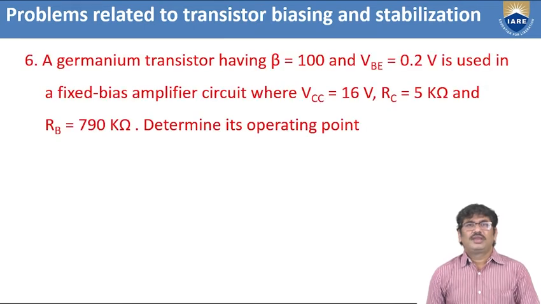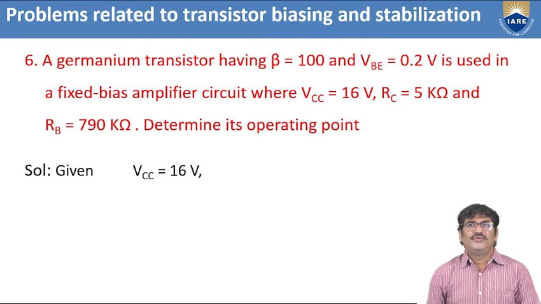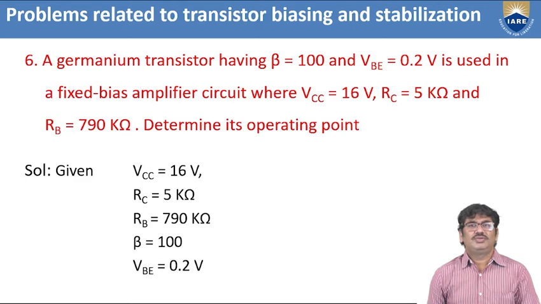The sixth problem: a germanium transistor having beta equivalent to 100 and VBE equivalent to 0.2 volts is used in a fixed bias amplifier circuit where VCC is equivalent to 16 volts, RC is equivalent to 5 kilo ohms and RB is equivalent to 790 kilo ohms. Determine its operating point. Given values are VCC is equivalent to 16 volts, RC is equivalent to 5 kilo ohms, RB is equivalent to 790 kilo ohms, beta is equivalent to 100, VBE is equivalent to 0.2 volts.